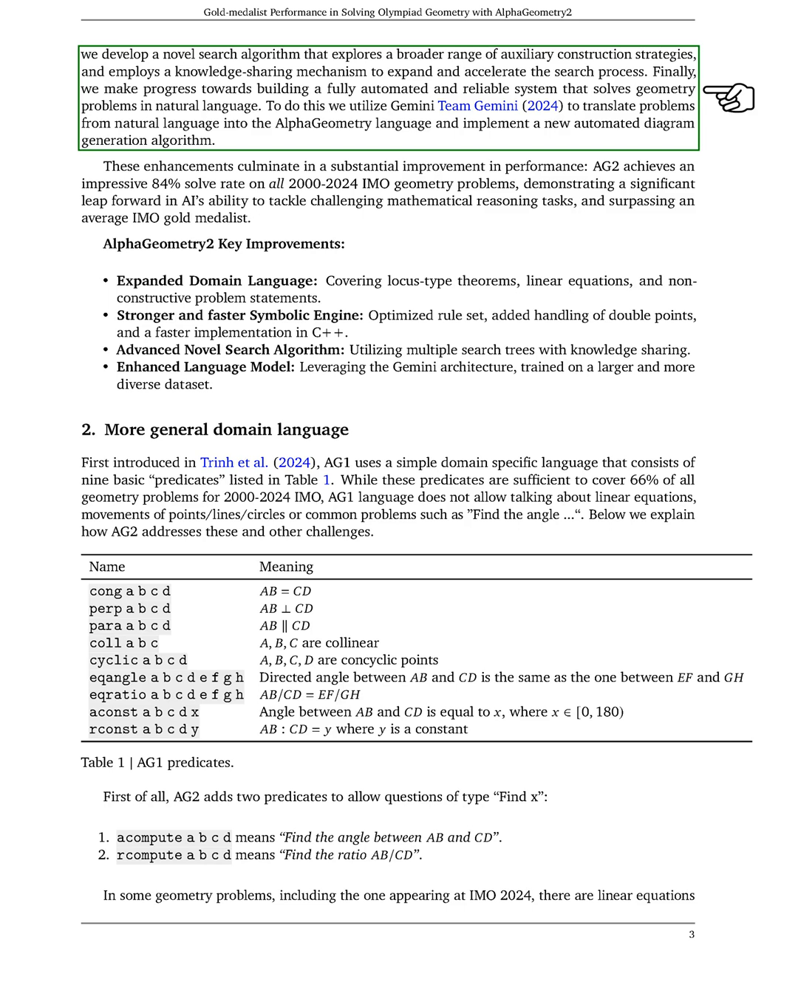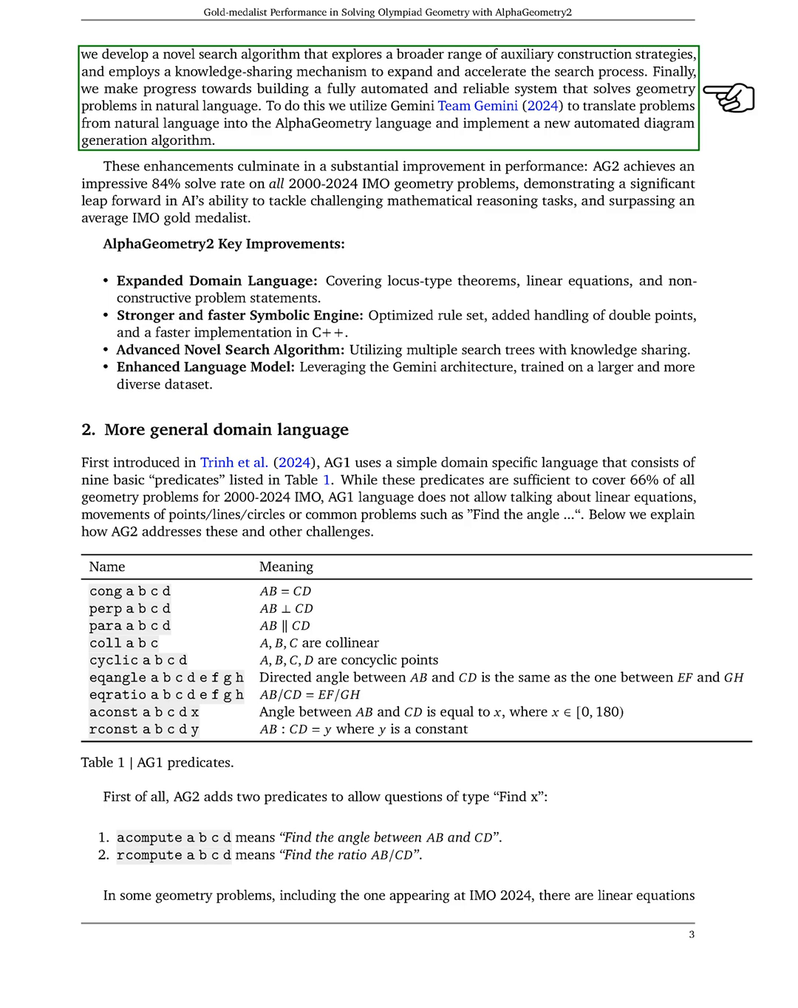We also detail key enhancements in AG2, including an expanded domain language that now covers locus-type theorems, linear equations, and non-constructive problem statements. The symbolic engine is stronger and faster, with an optimized rule set and improved handling of double points. Our advanced search algorithm employs multiple search trees with knowledge sharing, and the enhanced language model leverages the Gemini architecture trained on a larger dataset.